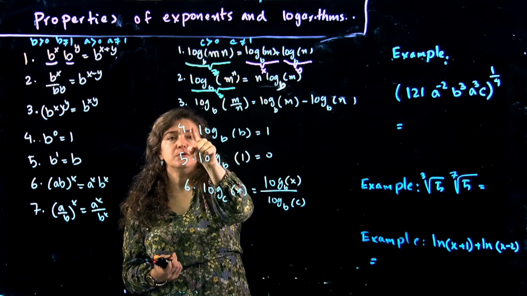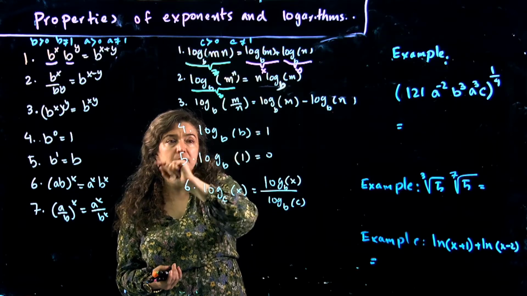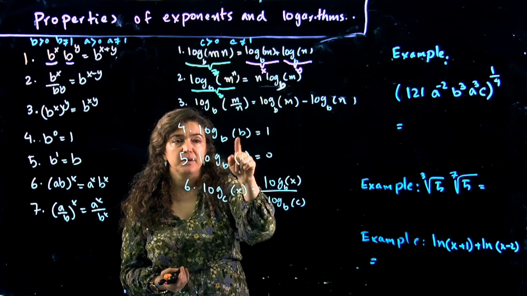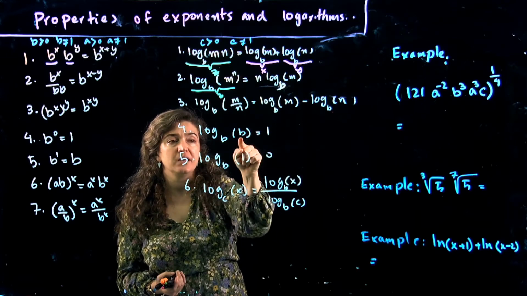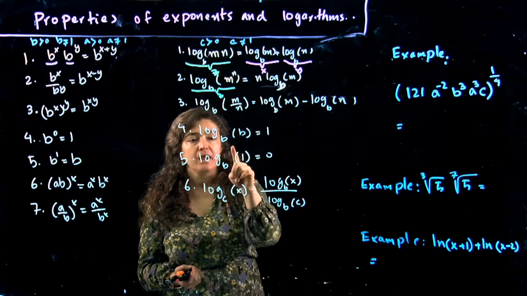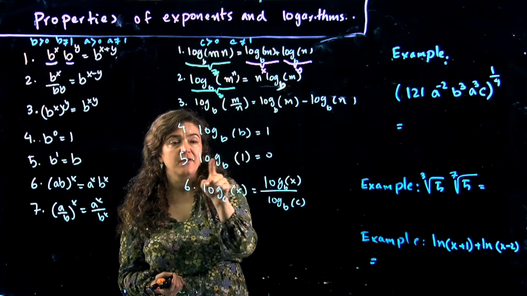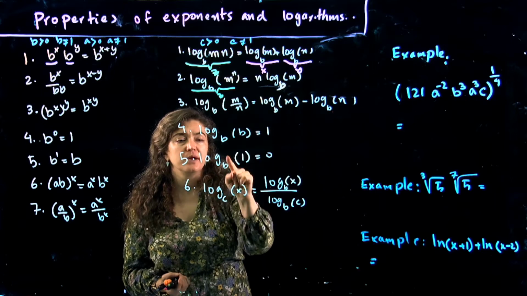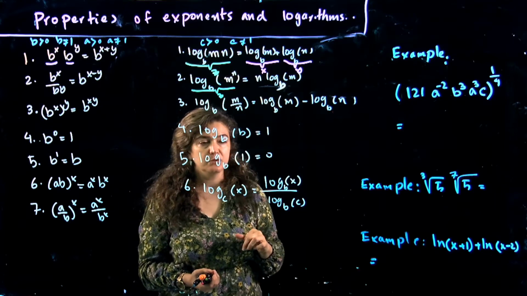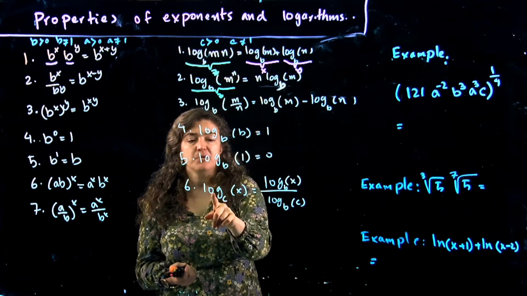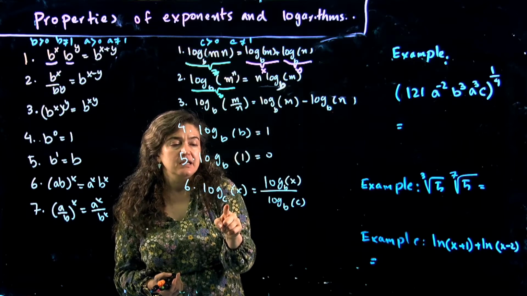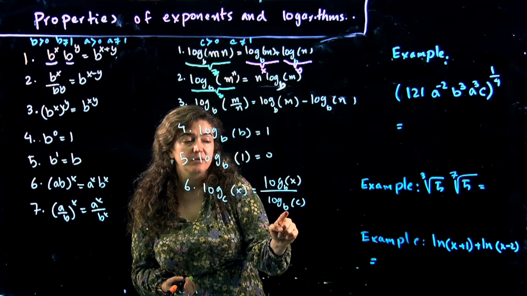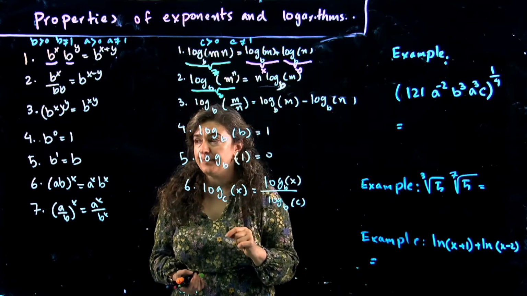Now, let's go to property 4. Log base b of b is 1 because b to power 1 is equal to b. Log base b of 1 is equal to 0 because b to power 0 is equal to 1. And the last one is log base c of x is log base b of x divided by log base b of c.